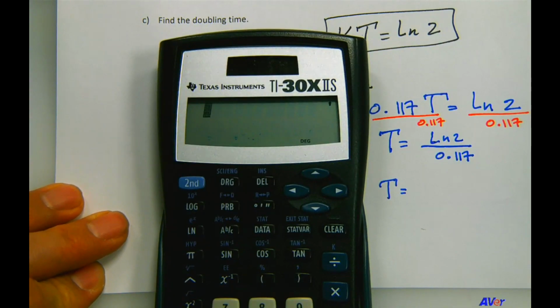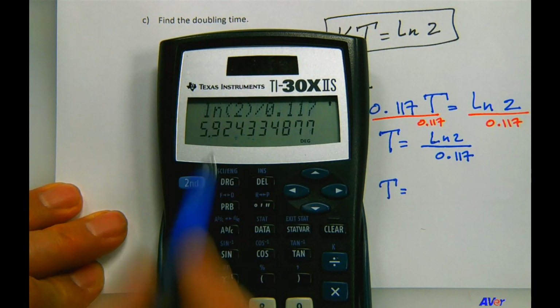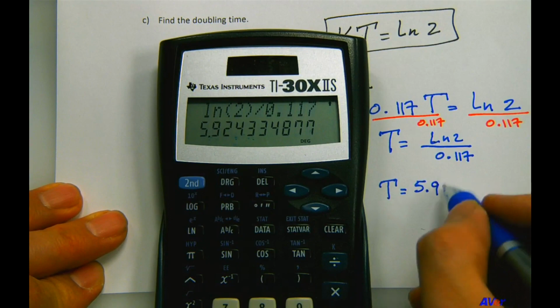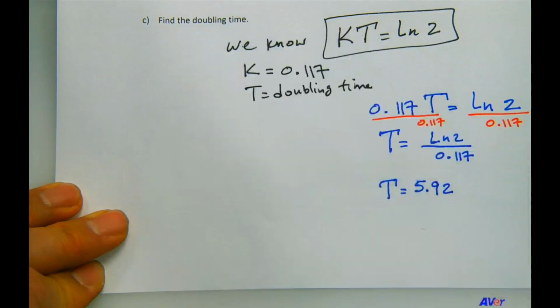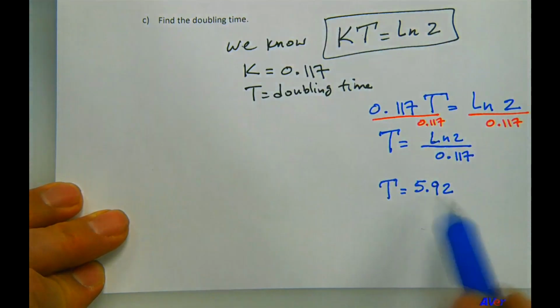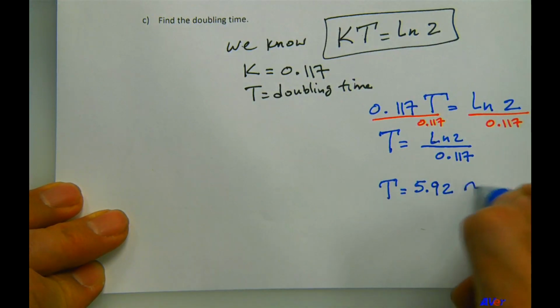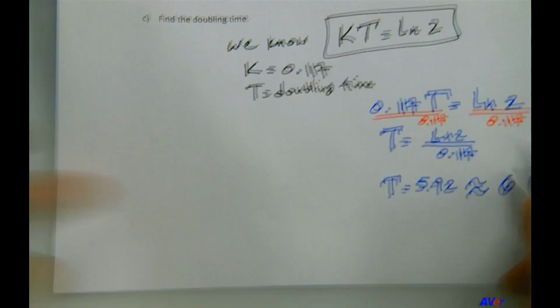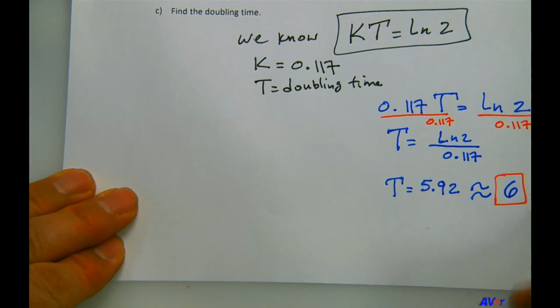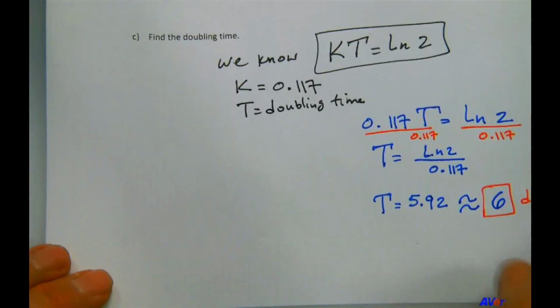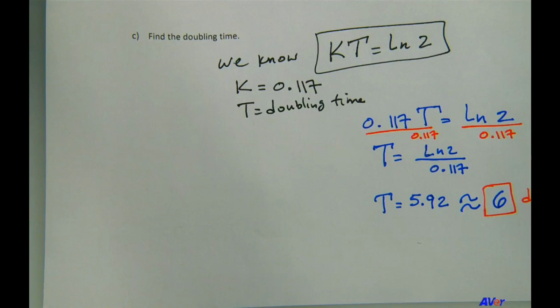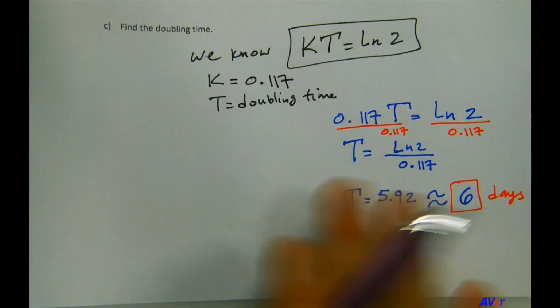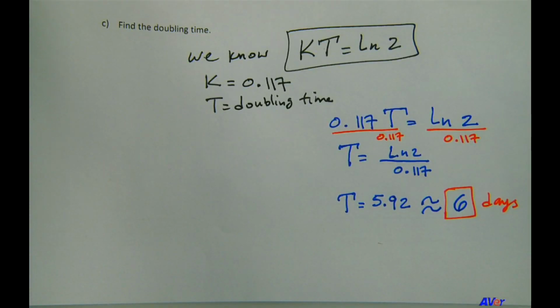Okay, so natural log of 2 divided by that quantity, 0.117. Okay, 5.92. So 5.92, or roughly, if that's the doubling time, we can roughly say 6 days, right? In other words, given this kind of growth rate for the rabbits, we expect their population to double every 6 days. Oops, let me make sure that it's on the screen like that. Okay, that's the interpretation of that quantity. All right, I hope these answers match the ones that you have.